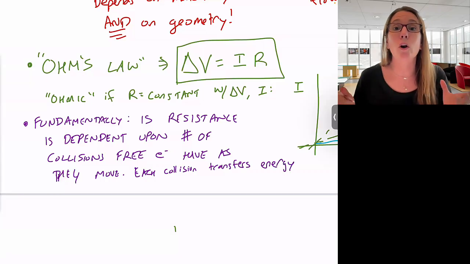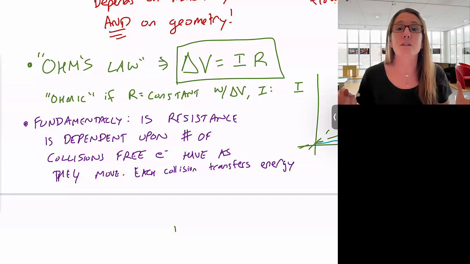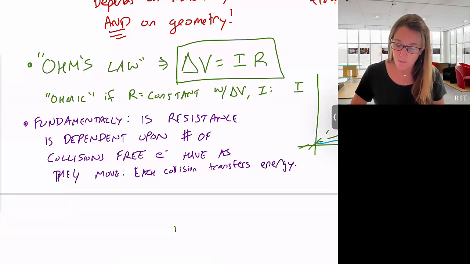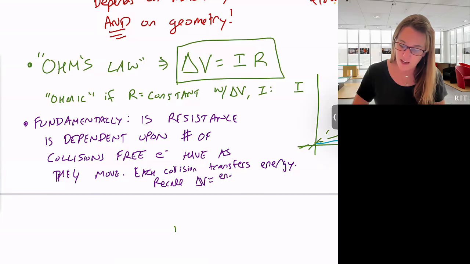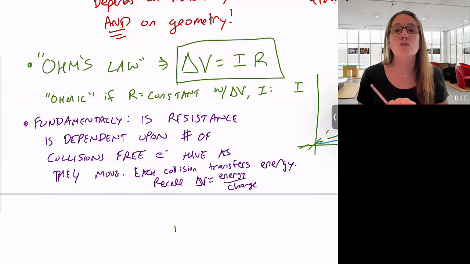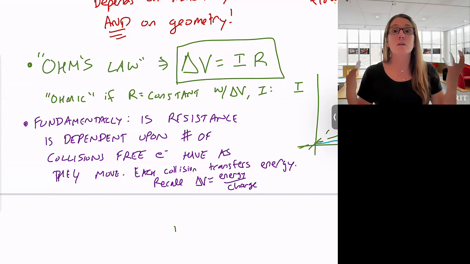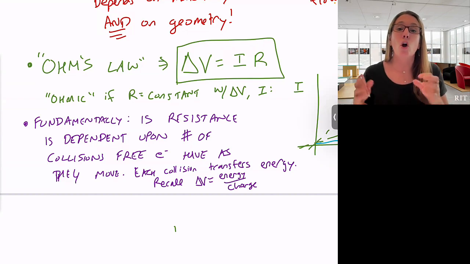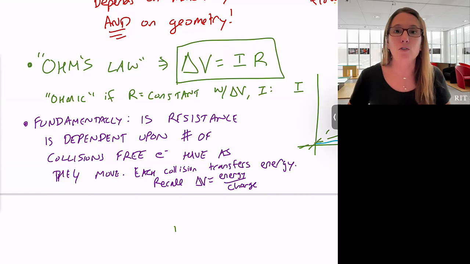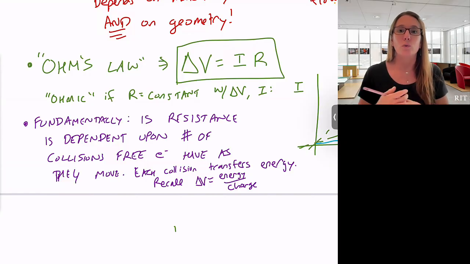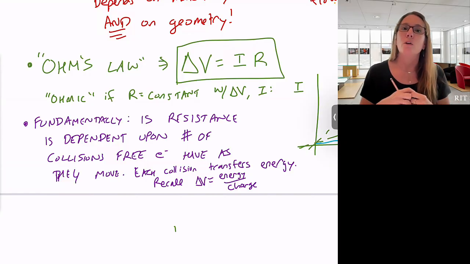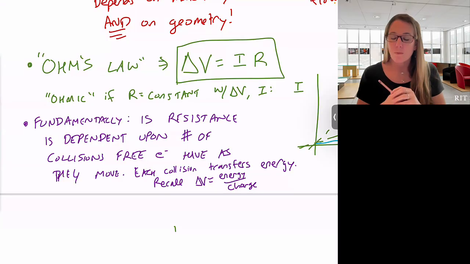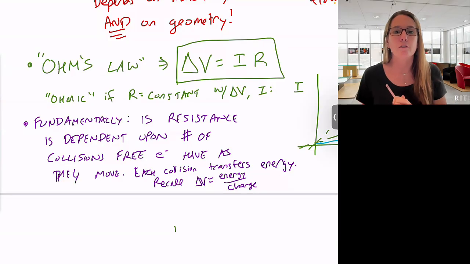And so we're actually going to be losing some of our energy because, recall, delta V is equal to energy per charge. So these collisions are a way in which these electrons are actually going to be losing their energy, and in this case it's their electric potential energy that they're losing as they have these collisions, and then that hinders the amount of flow of charge that you can have.